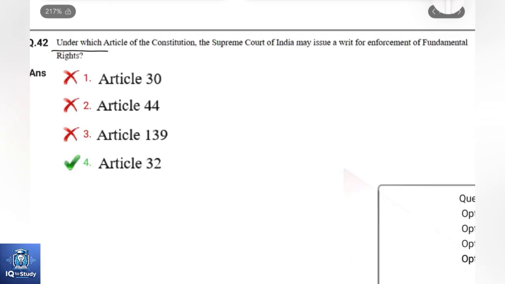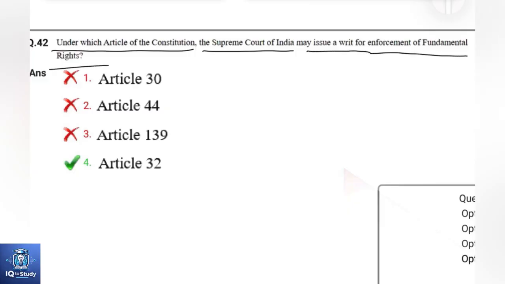Under which article of the Constitution may the Supreme Court of India issue a writ for enforcement of fundamental rights? Under Article 32. It deals with the right to constitutional remedies, or affirms the right to move the Supreme Court by appropriate proceedings for the enforcement of the rights conferred in Part 3 of the Constitution.